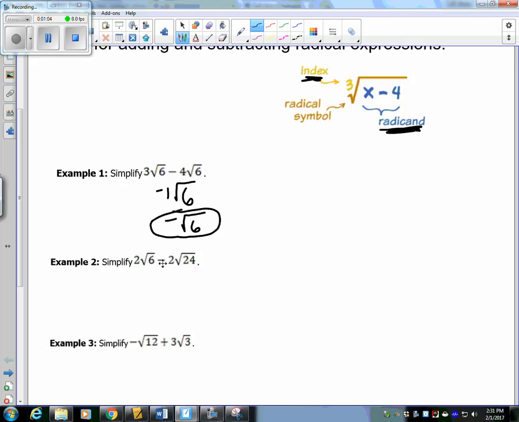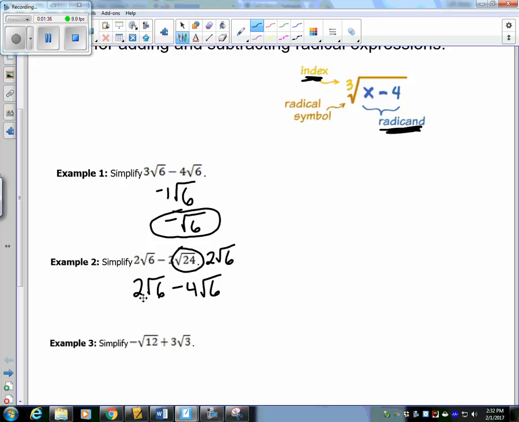2 square root of 6 minus 2 square root of 24. So we both have square roots, but we do not have the same radicand, what's underneath the radical. So we got to look to simplify. Square root of 24 can be simplified. That can be broken down into 2 square root of 6. So we have 2 square root of 6 from the first term. And we have this negative 2 times 2 is negative 4 square root of 6.